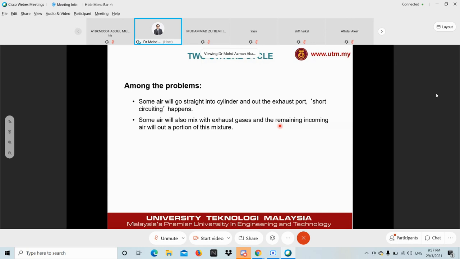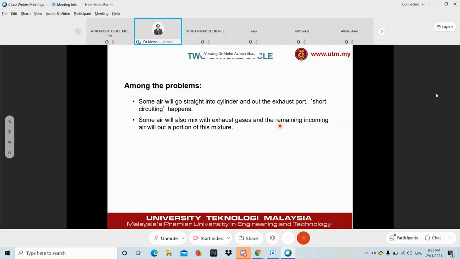supposed to. So some air will also mix with exhaust gases, and the remaining incoming air will be part of this mixture. Okay, some air will also mix with the exhaust gas. Because of the scavenging need, you cannot control much of the scavenging unless the engine is properly designed in order for the scavenging to really happen in an efficient manner.